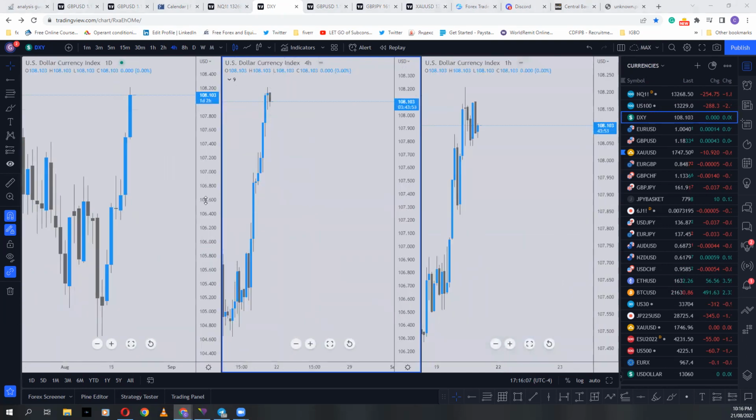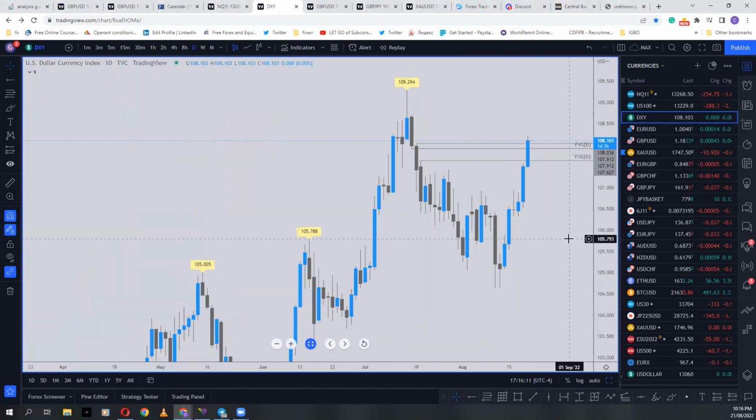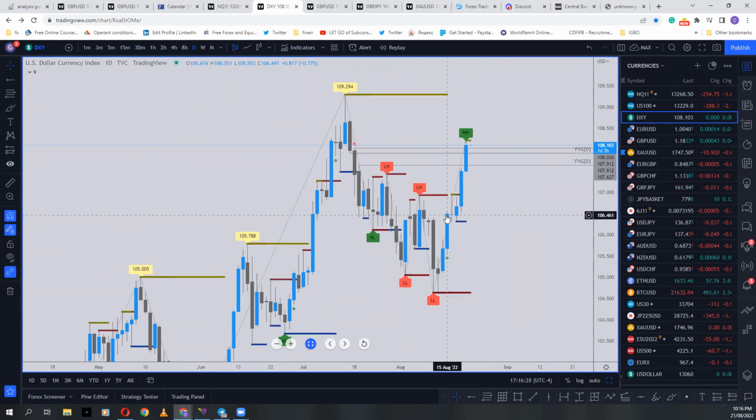So looking at the dollar index, this pair went ballistic last week. We have a low, we have a high, we have a lower low. So there is a bullish breaker on the daily time frame for this pair. So this pair is classically bullish, but we have this point here.